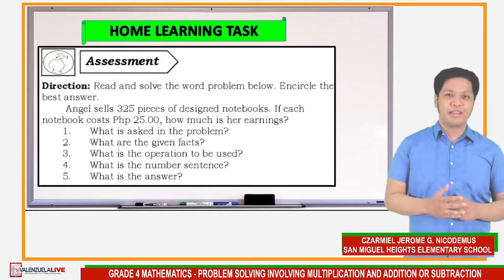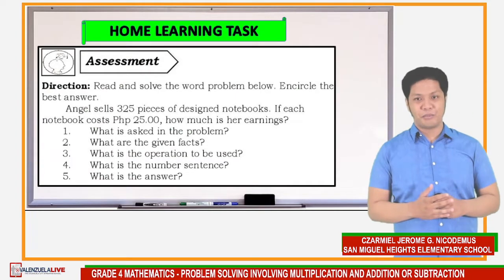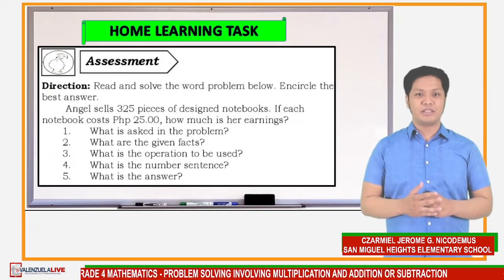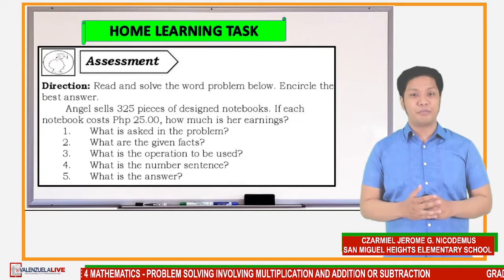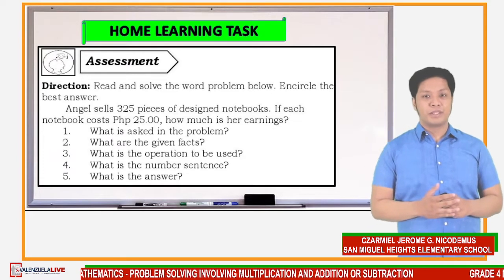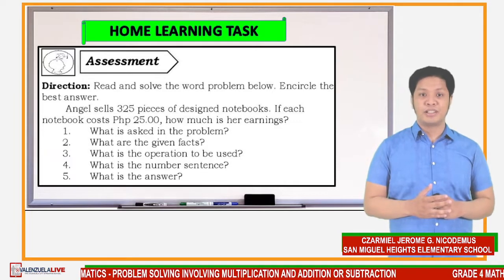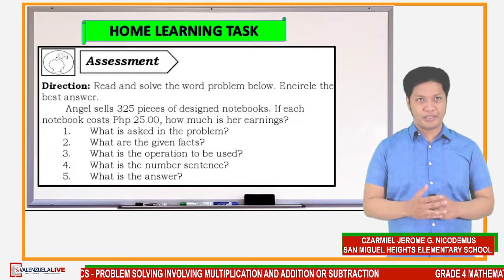For your assignment, you need to answer the assessment of Lesson 10 on page 23 of your ATM module for mathematics. First reading, and your teacher will check if your answers are correct.